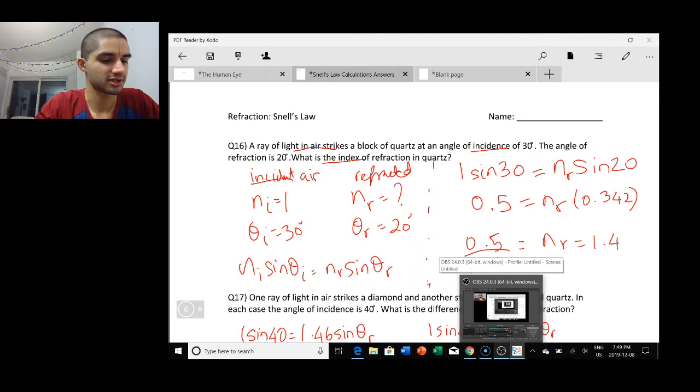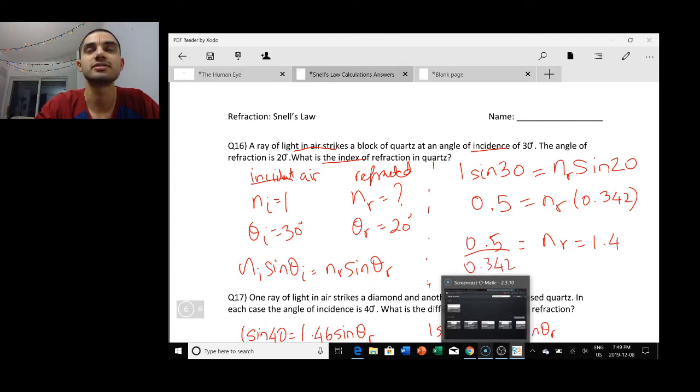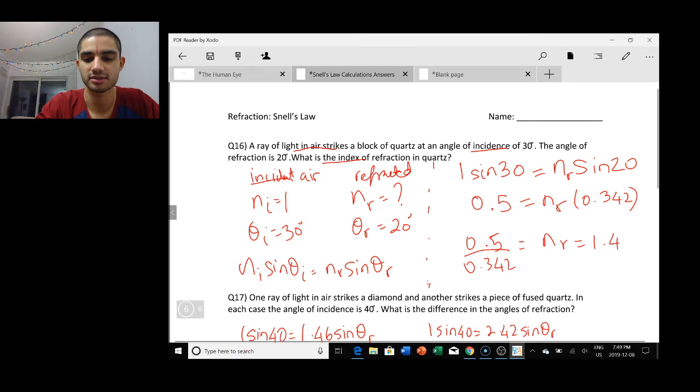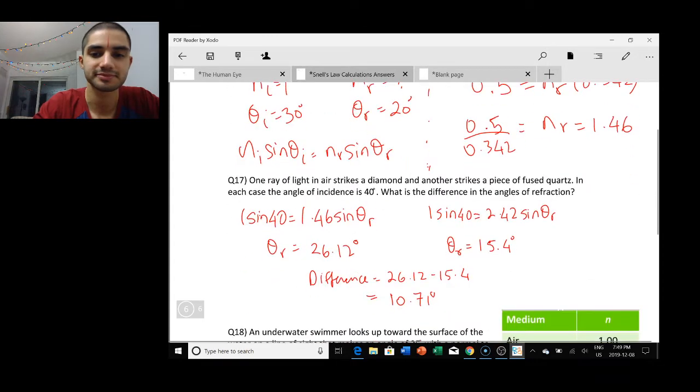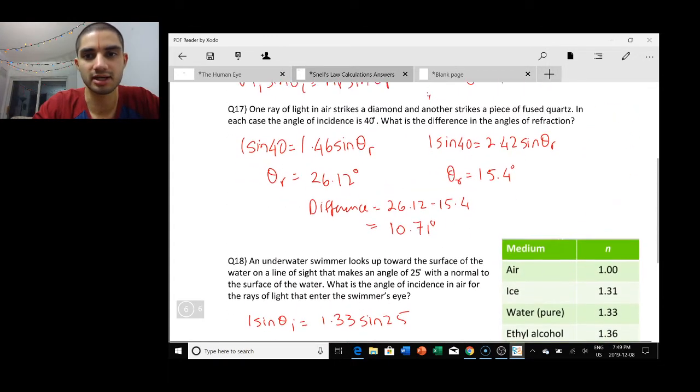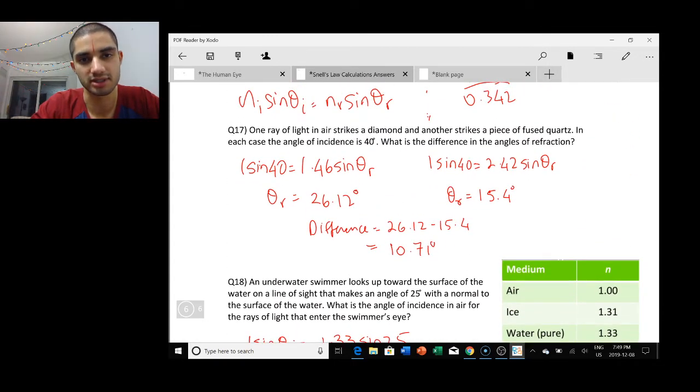Do we have to draw diagrams of eyes? No, there will be no eye diagrams. Will there be laser questions? No, there will be no questions from the previous section. It's only refraction.